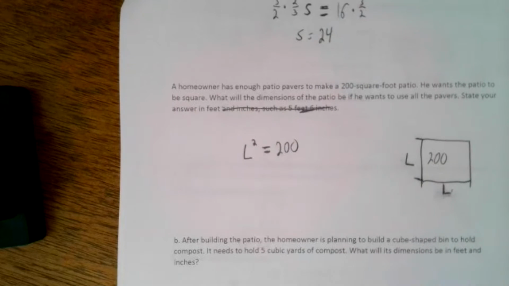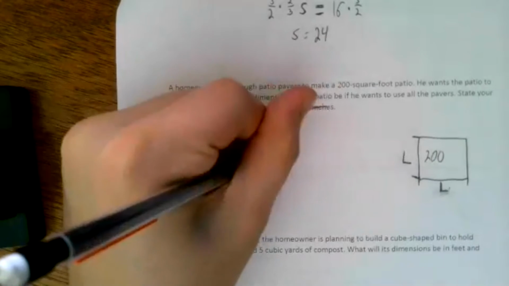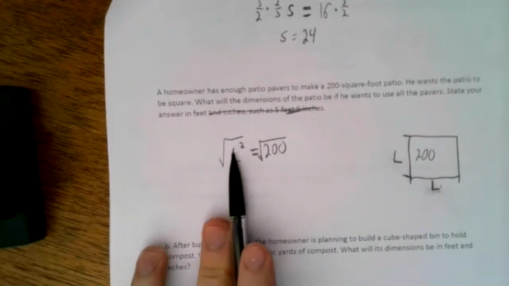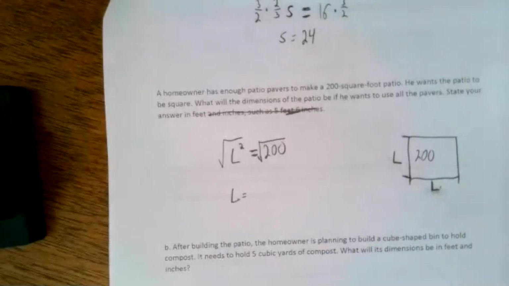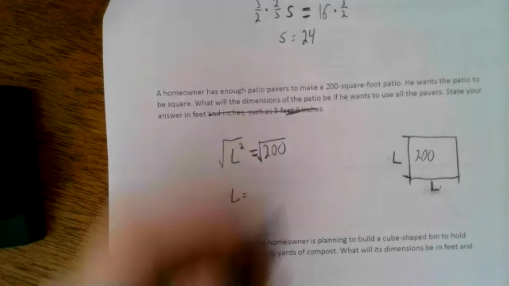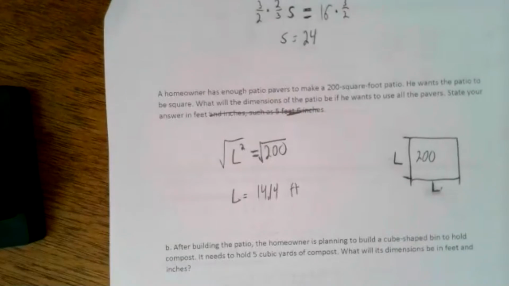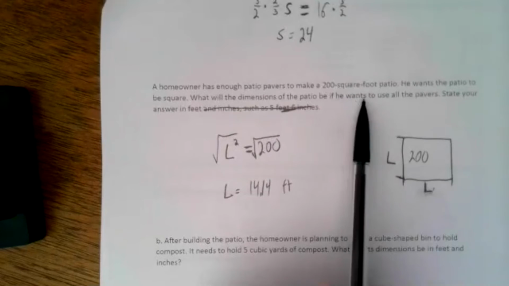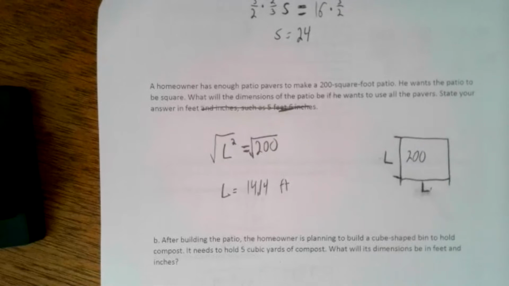And does anybody know what the inverse of squaring something is? Square root. Yeah, square root. So I'm just going to square root both sides. So the square root of a square is just L in this case. And the square root of 200 is 14.14 feet, right? Because we're looking at this specifically in feet, since that's what we know that the area is. Okay, so we've solved for that in feet.